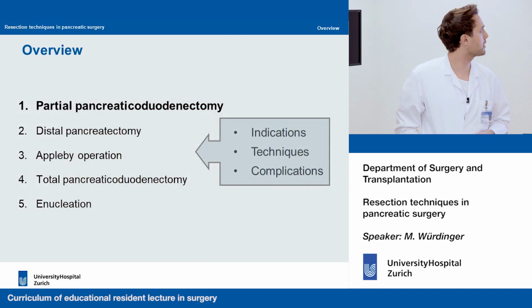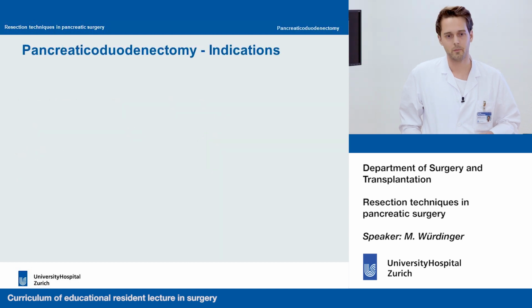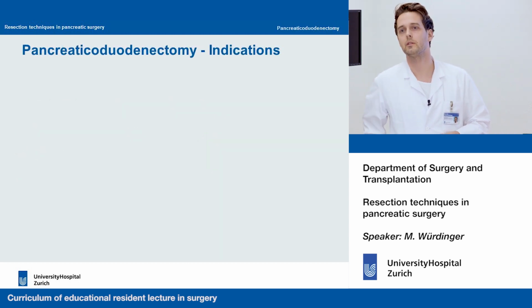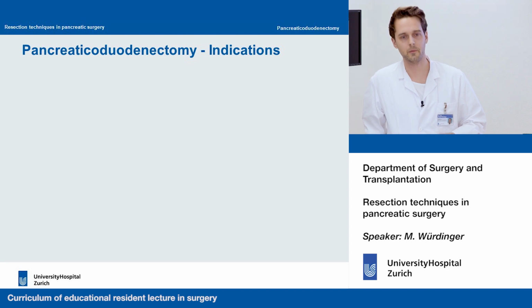So I start with the partial pancreatoduodenectomy. And I want to start with the indication. That would be also my first question to the residents. So can anybody name me maybe 3 typical indications for resection of the head of the pancreas?